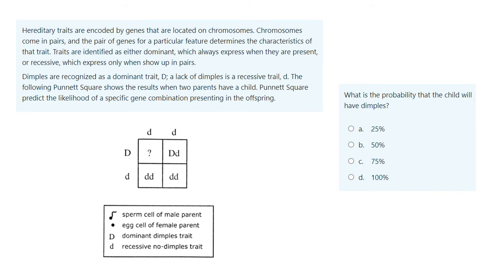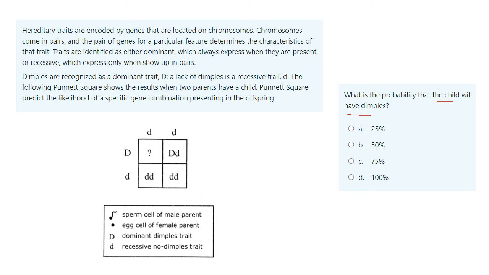Now, what is the probability that the child will have dimples? When we see a question like this, we need to ask, is dimples dominant or recessive? So we have to go and look at the passage. Hereditary traits are encoded by genes that are located on chromosomes. Chromosomes come in pairs, and the pair of genes for a particular feature determines the characteristics of that trait. Traits are either dominant if they are always expressed, or recessive when you need a pair to show up, when you need two recessive genes to show up.